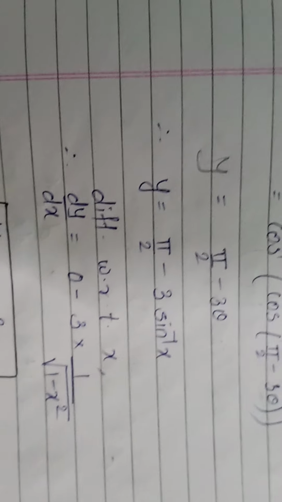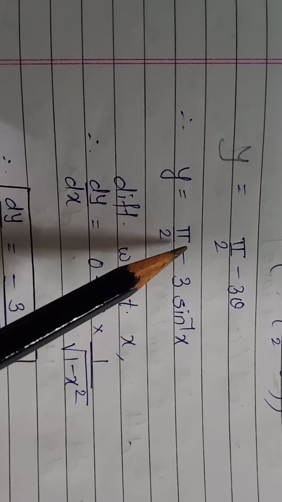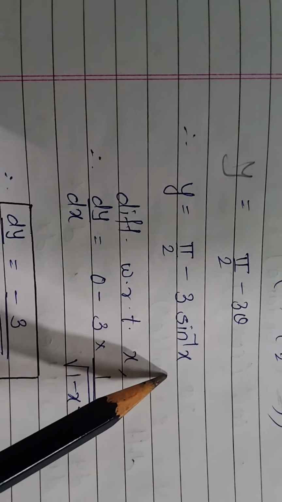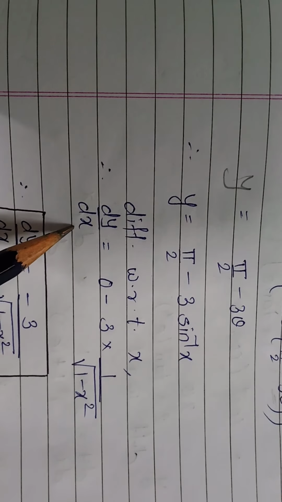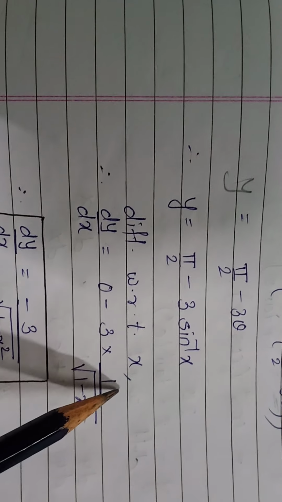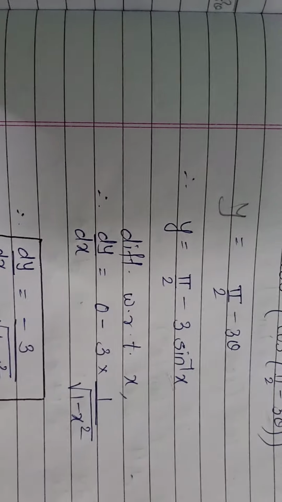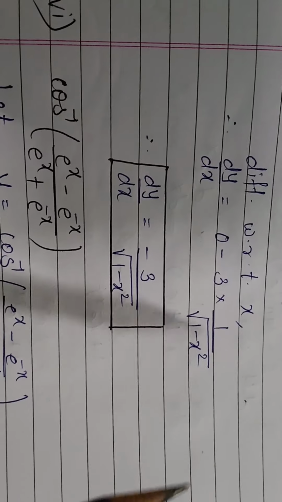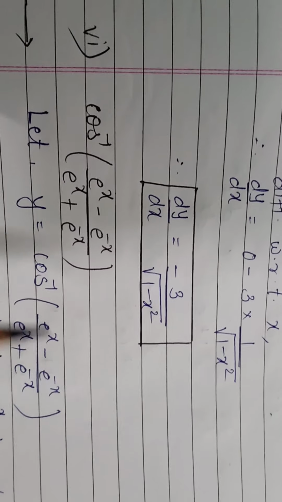Therefore, now put the value of theta in order to differentiate. So y equals pi by 2 minus 3 into sin inverse x. Differentiate this with respect to x. Then dy by dx will be 0 and minus 3 into 1 upon square root of 1 minus x square. That is the differentiation of sin inverse x. So the final answer is minus 3 upon square root of 1 minus x square. Okay.